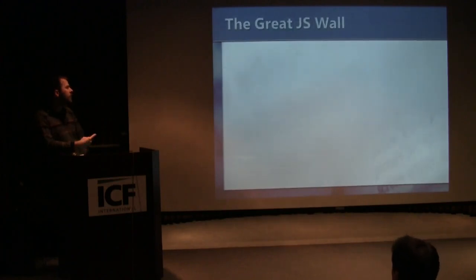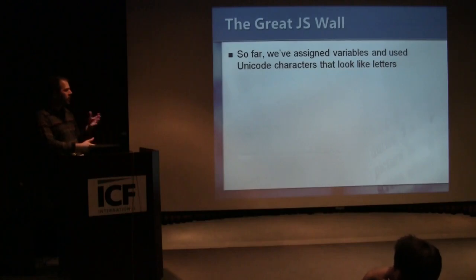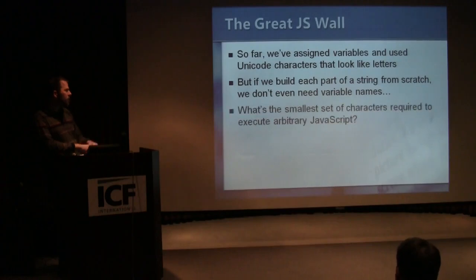There's this thing that the people on the forum have called the Great JavaScript Wall. One question that came up in doing all these different contests and seeing what was possible was: we've been assigning variables using these characters that look like letters. But of course, we can build each string from scratch. We don't have to use the variables, so we don't actually even need all those other characters. So the question came up, what's the smallest set of characters needed to execute arbitrary JavaScript?